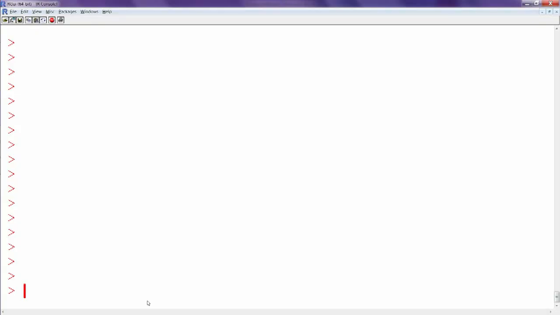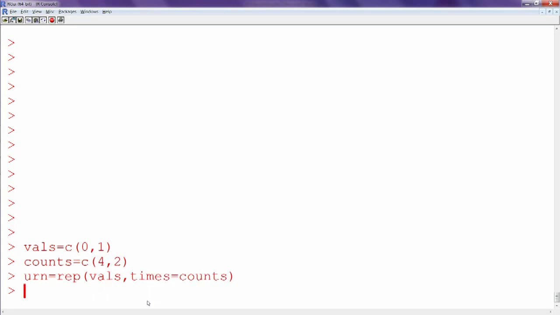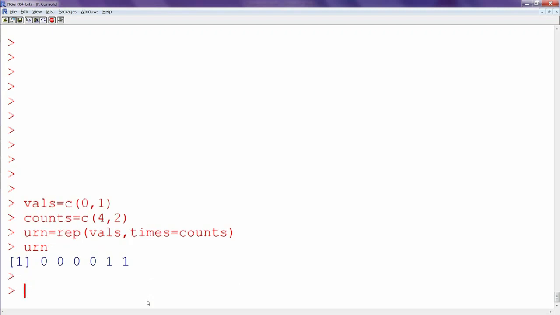Let's see how to conduct an experiment with simulations in R. The values on our marbles were 0 and 1, and we actually had 4 marbles labeled 0 and 2 of them 1. To create the EARN, I can use the rep function that will repeat each element in a vector a certain number of times. And so we can get the EARN this way. Notice I have 4 zeros and 2 1s.